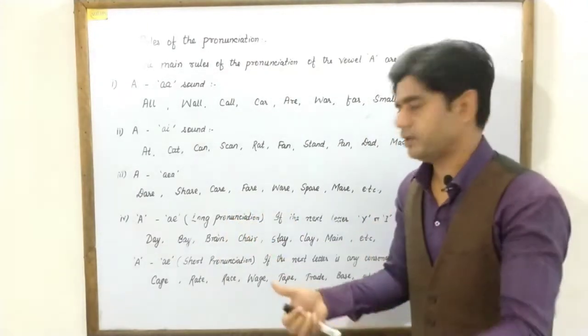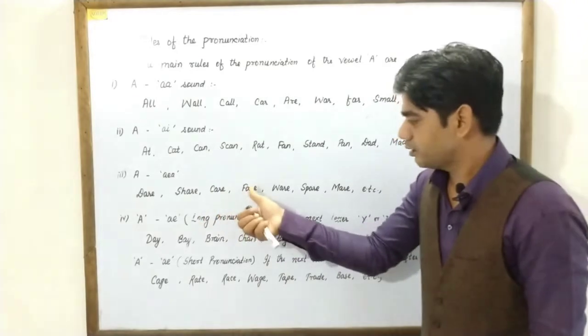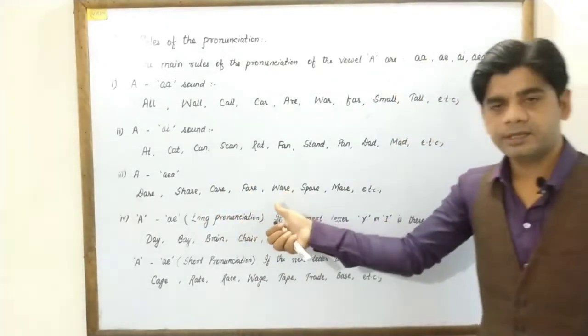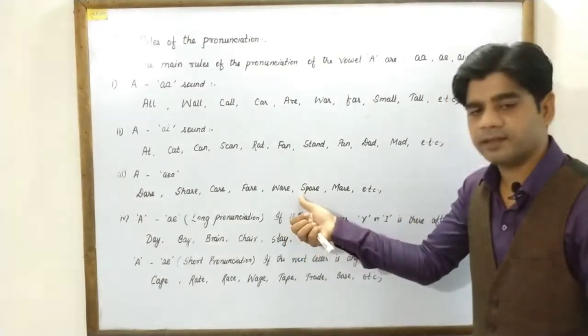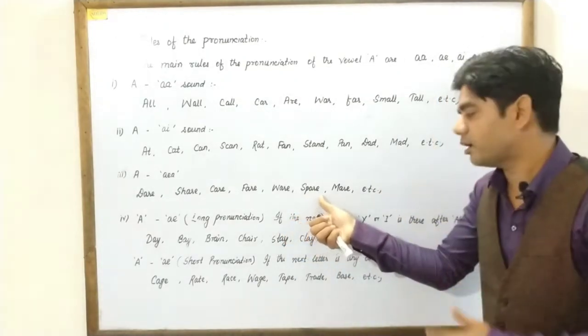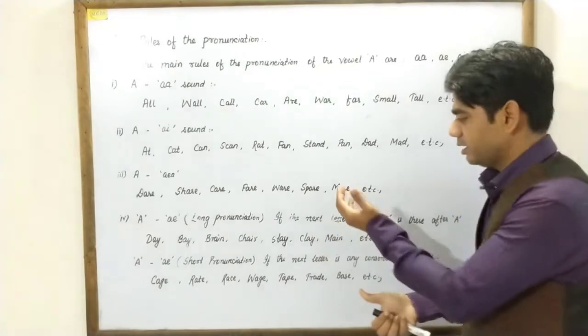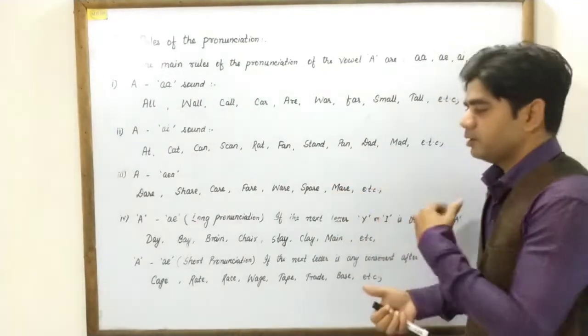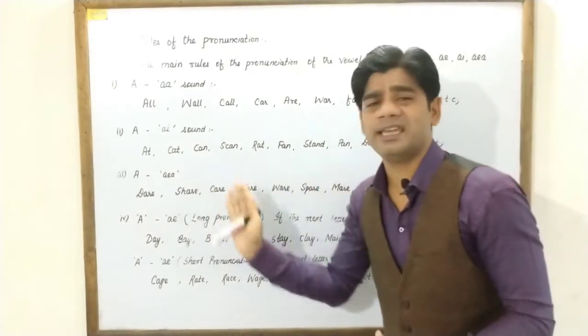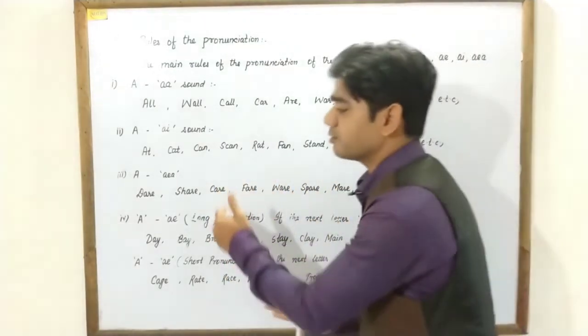F-A-R-E, fair. C-A-R-E, care. W-A-R-E, where. S-P-A-R-E, spare. M-A-R-E, mare. So these are the words that contain letter A and produce the air sound.